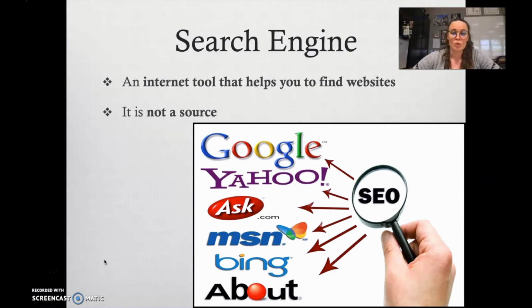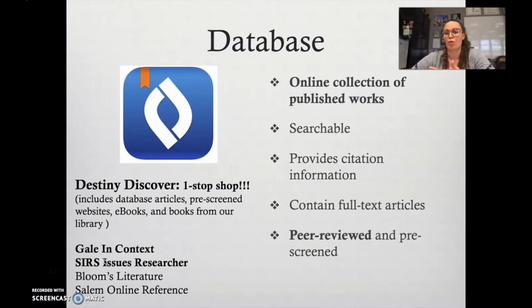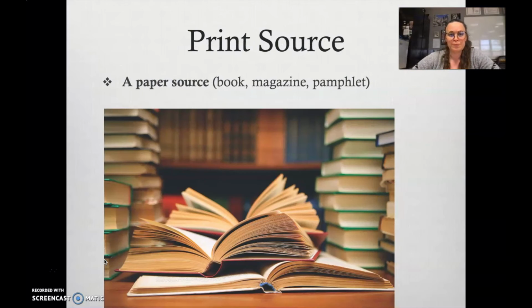So a search engine is a tool to help you find sources, but I want you guys to really be using Destiny Discover or something where it actually pre-screens things for you. A print source is in contrast to an electronic source. If an electronic source is something that uses electricity or technology, a print source is a paper source, something that is on paper, like a book, a magazine, or a pamphlet. Okay? Simple as that.